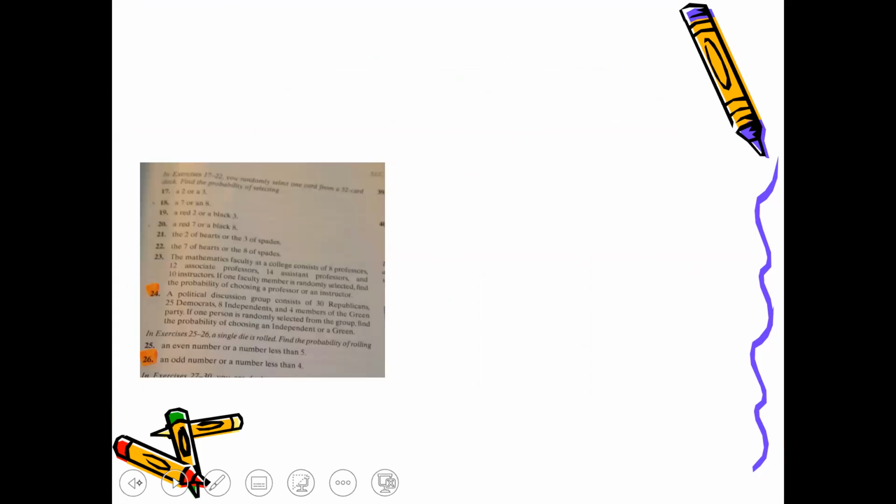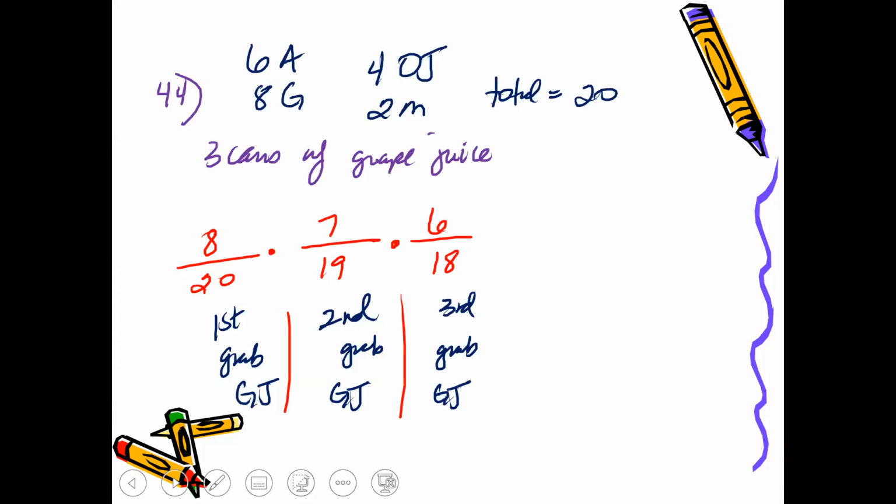Okay, so one of the questions that you guys were supposed to go over was number 44. The question says you had a bunch of different juices, and I actually don't have the question in front of me, but I'm assuming that there are 6 apple, A for apple, 8 grape, 4 orange, and 2, it says M, and the only fruit that I can think of is maybe mango juice. And so what is the probability of getting 3 cans of grape juice from this grocery store?